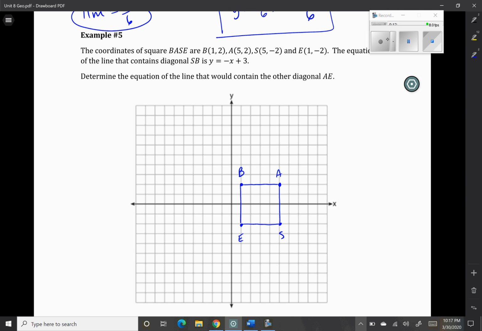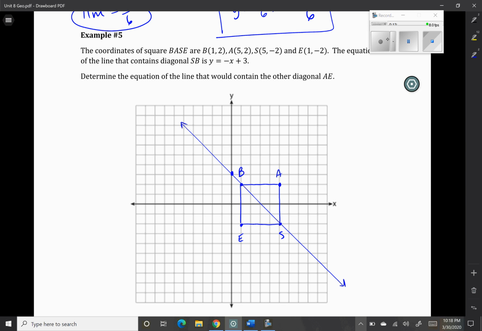It then tells us the equation of a line that cuts through diagonal SB is negative x plus 3. So negative x plus 3 is going to be this line. How do I know it's this line? I'm using my straight edge. I'm connecting S and B, and I'm drawing a straight line through. This line should intersect the y-axis at positive 3, which it does, and it should have a negative 1 slope.